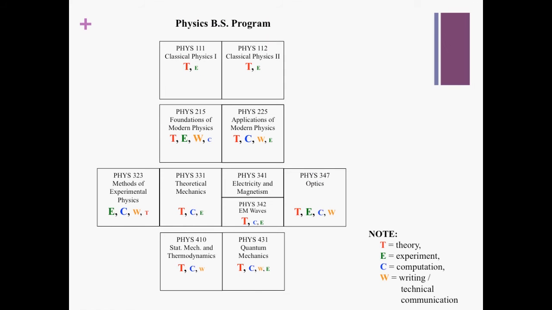This is a snapshot of our Physics BS program. And as you can see here, all courses 200 level and above actually include computation in varying degree. So the colored letters are meant to show emphasis on different aspects of the course, either theory, experiment, computation, or writing communication skills. So as you can see, all of the courses 200 level and above actually include some computation.